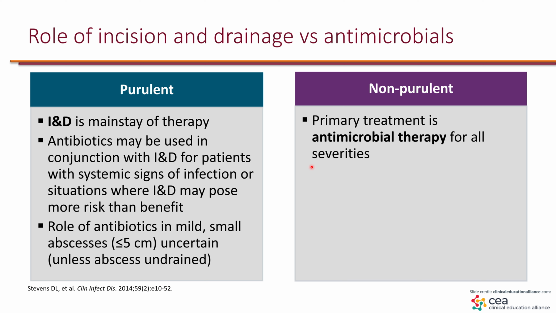Now, before we move on to non-purulent skin and soft tissue infection, I want to emphasize the role of incision and drainage, or incision and debridement. So essentially, in purulent infection, incision and drainage or debridement is the mainstay of therapy. Whereas for non-purulent, because there is no pus, for the most part, it's really antibiotic therapy, the cornerstone of treatment.